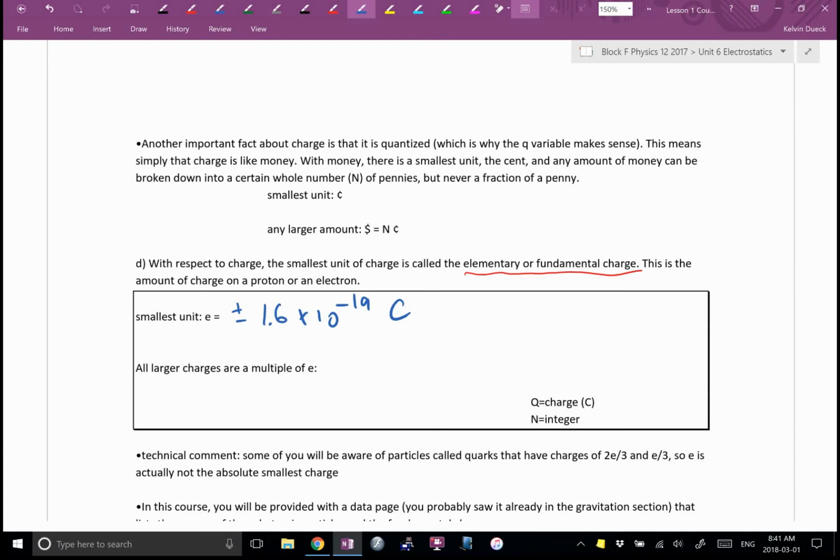So if you want to, for example, figure out how many electrons or how many protons there are, we will later on actually do a calculation. We'll figure out how many electrons are stored in this battery. It's going to be probably a few trillion, a fair number of them. Any other charge is equal to the number of charges times the elementary charge.